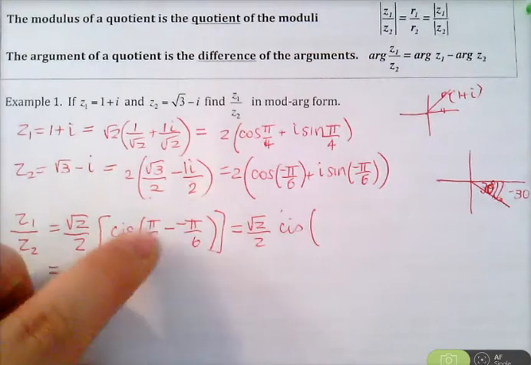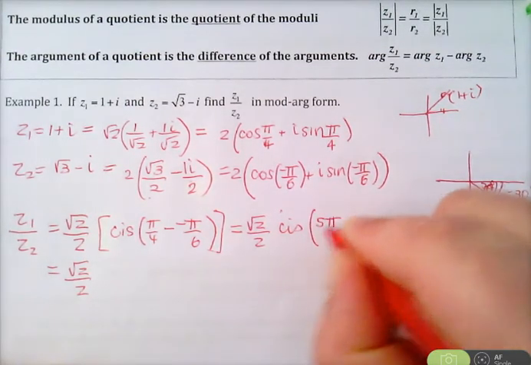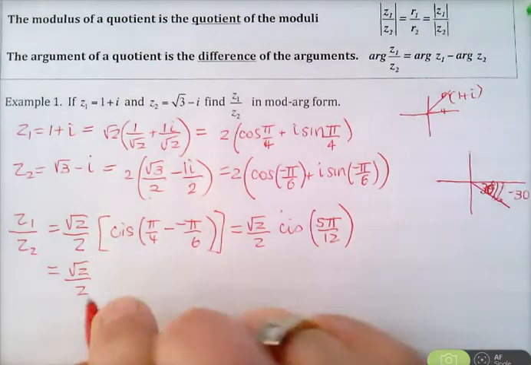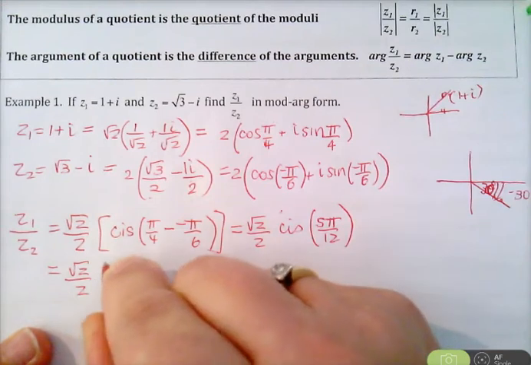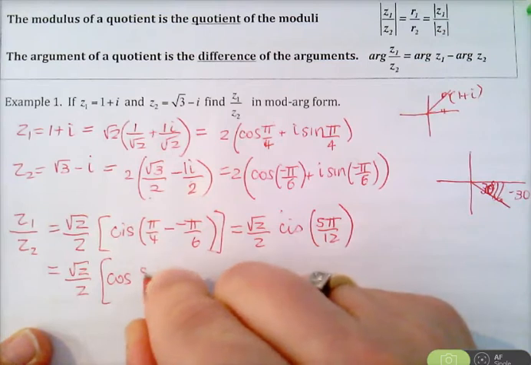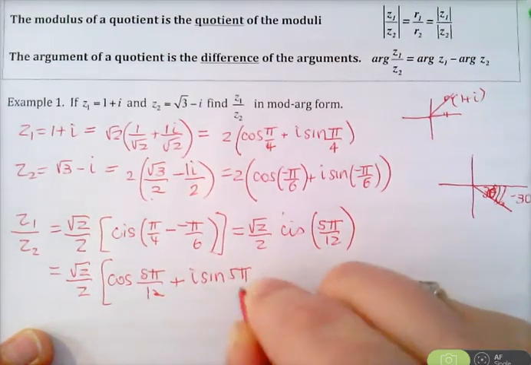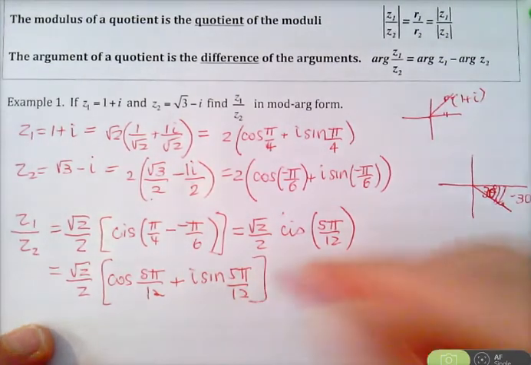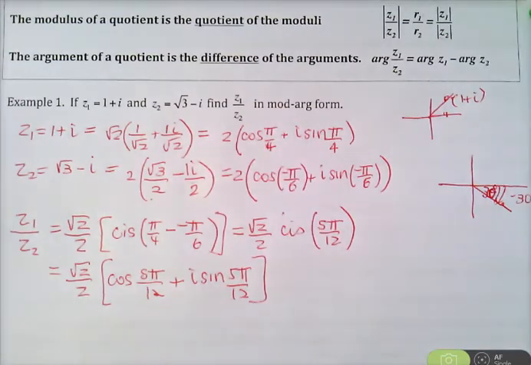Now you can just do a quarter plus 1/6 on your calculator, or you can just work it out in your head. And we get 5 on 12. So this will be cis of 5 pi on 12. So therefore we've got root 2 on 2. You can leave it in that form with cis, or we can write it as cos 5 pi on 12 plus i sine 5 pi on 12. Okay, and therefore we're expressing that z1 on z2 in mod arg form.